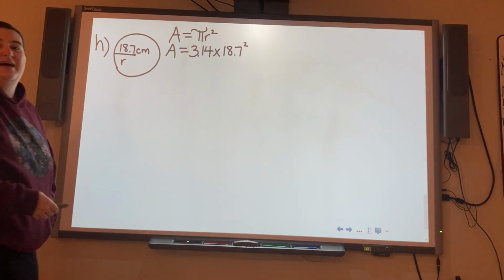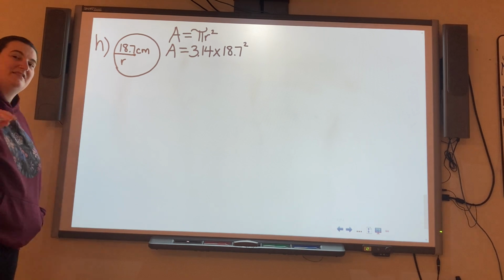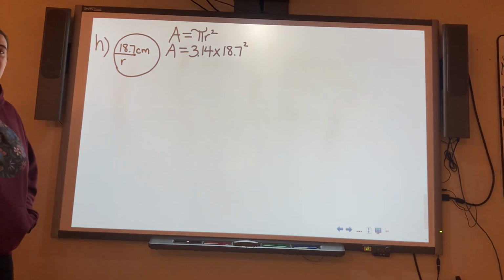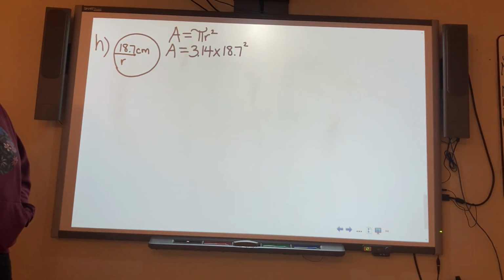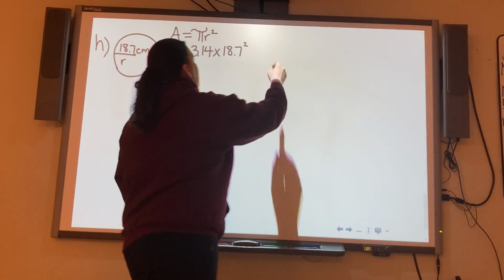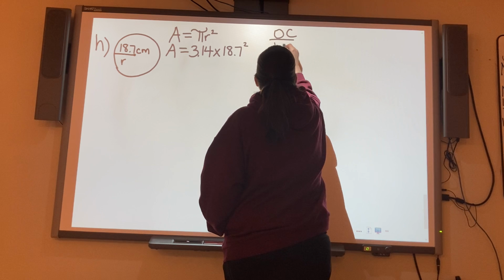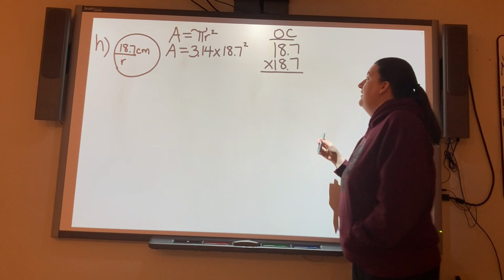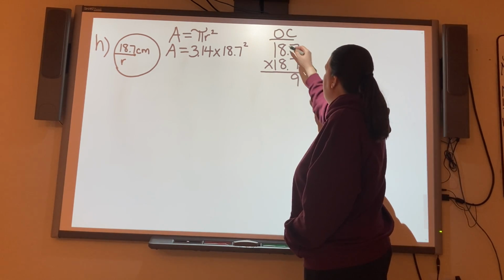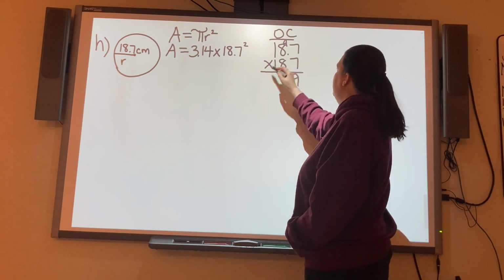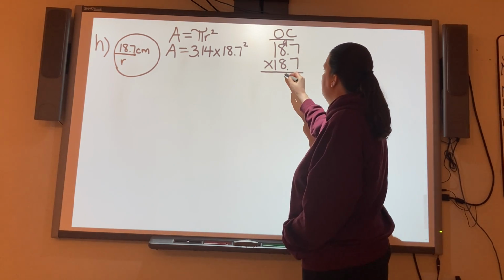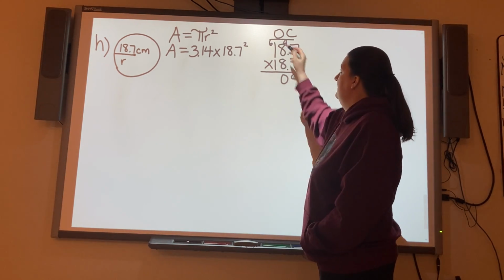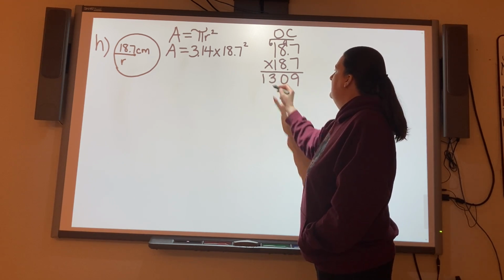squared. This is going to be a lot of math, but that's okay as long as you just follow the steps. So the first thing I need to do is 18.7 squared. So remember, that means 18.7 times 18.7. That's the first thing we've got to do. 18.7 times 18.7. So 7 times 7 is 49, carry your 4. 7 times 8 is 56, plus the 4 that you carried is 60, carry your 6. 7 times 1 is 7, plus the 6 that you carried is 13.